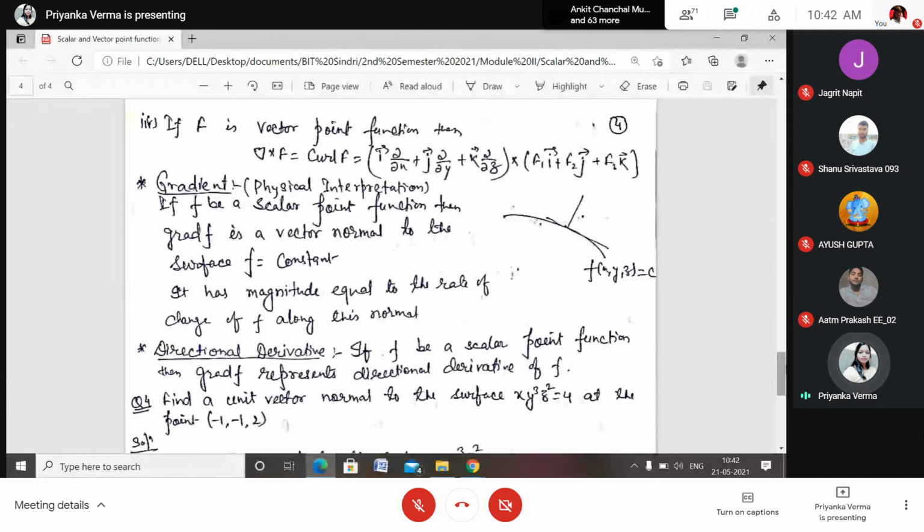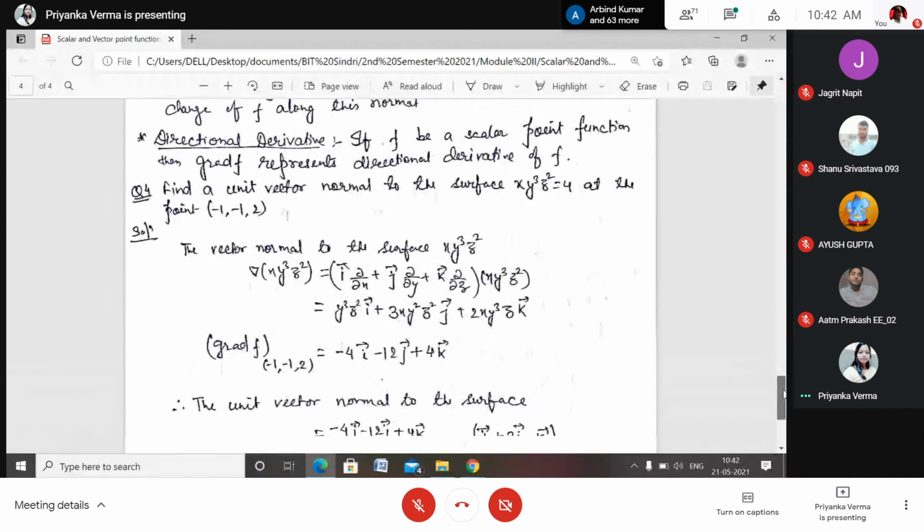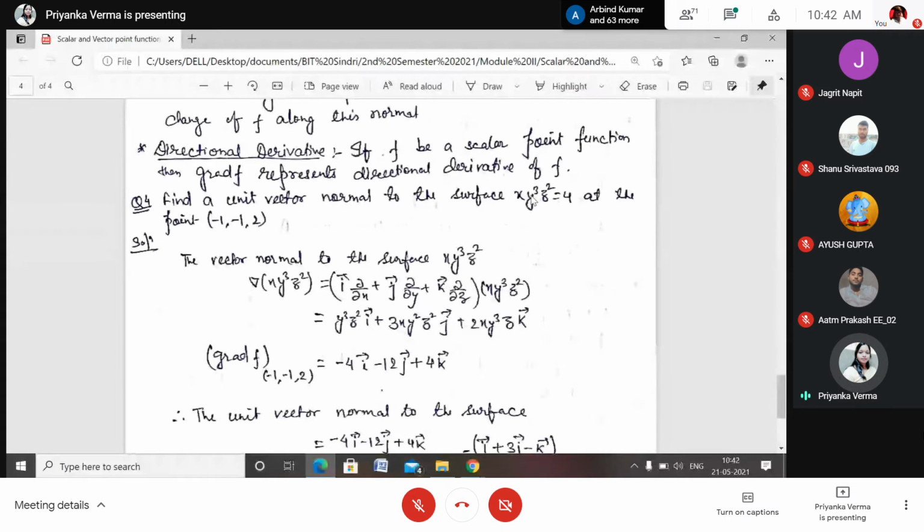So this is the question. See, the question is: find a unit vector normal to the surface x y cube plus z square equal to 4 at the point (-1, -1, 2). See, this is a scalar function. Is it so? It is a scalar function. Okay, so now you have to find the normal vector.